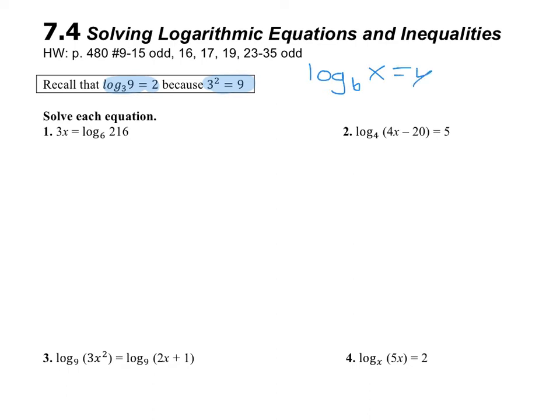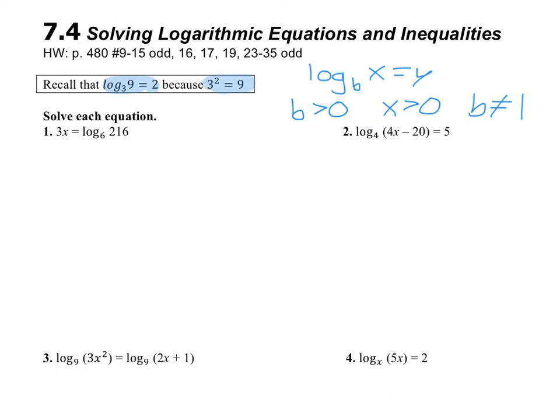So we learned that b has to be positive, x has to be positive, and then we also learned that b is not allowed to equal 1. So b and x have to be positive, b cannot equal 1.